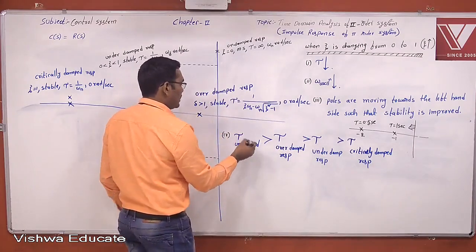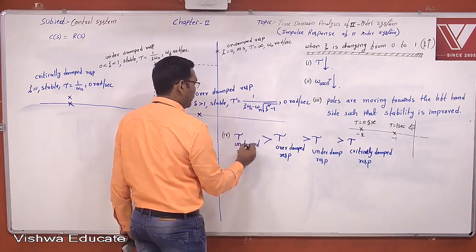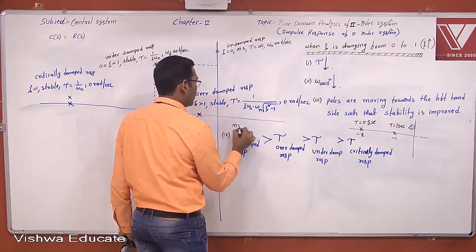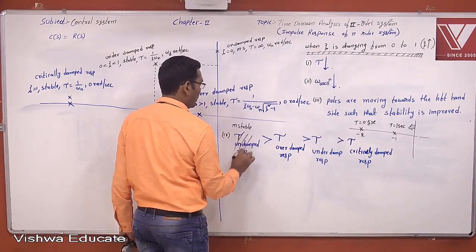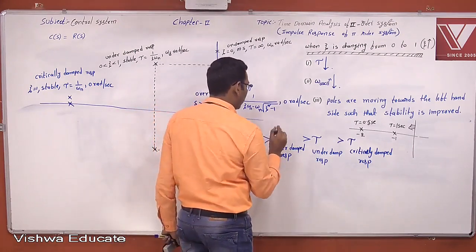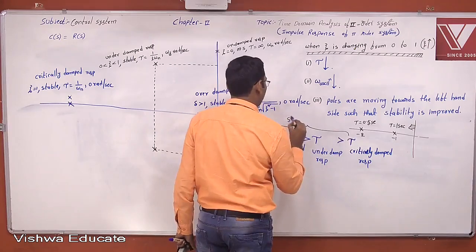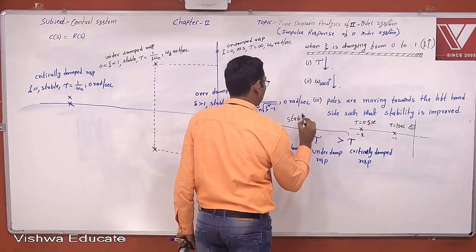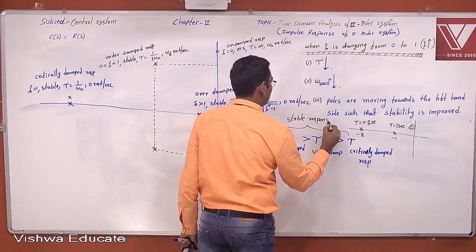Now, this is the undamped response. The time constant of this undamped response, because this is a marginally stable system, we do not use this. This is not supposed to be used because we do not consider marginally stable systems. Now, all these are the stable responses. All these are the stable responses.